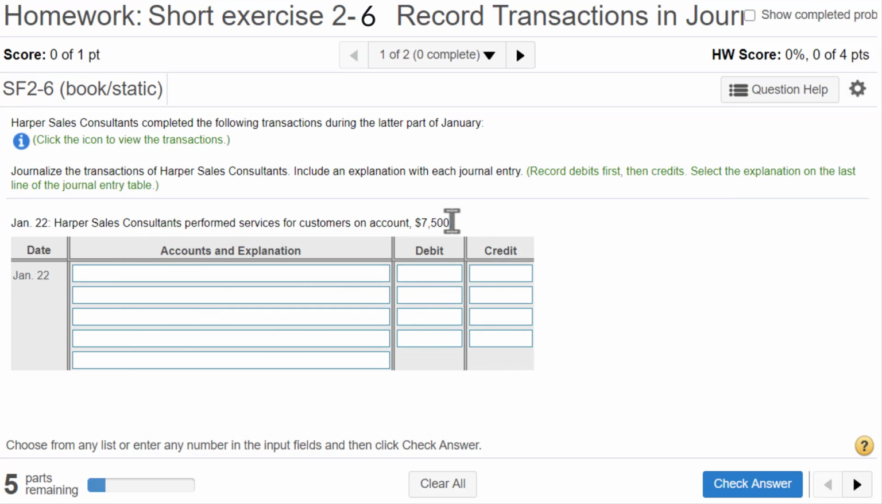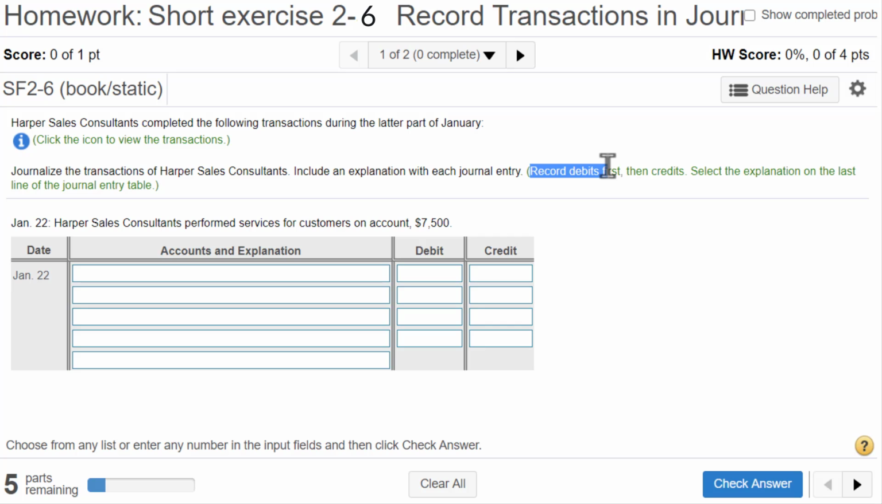Also, we've got the transaction information here, so we don't need that window. It says journalize the transactions of Harper Sales Consultants. Include an explanation with each journal entry. And then it's always going to remind you this. Record debits first. Always, always, always record debits first. Otherwise you'll get marked wrong.